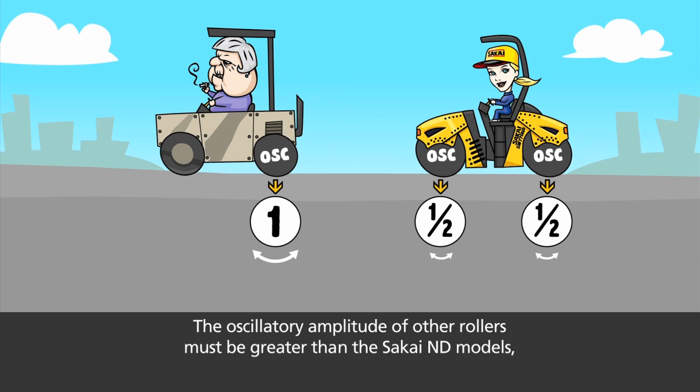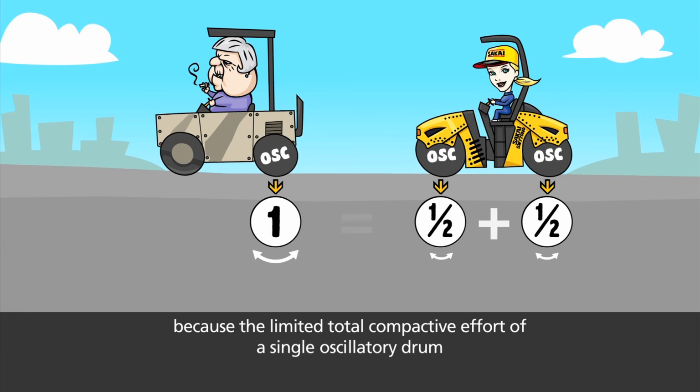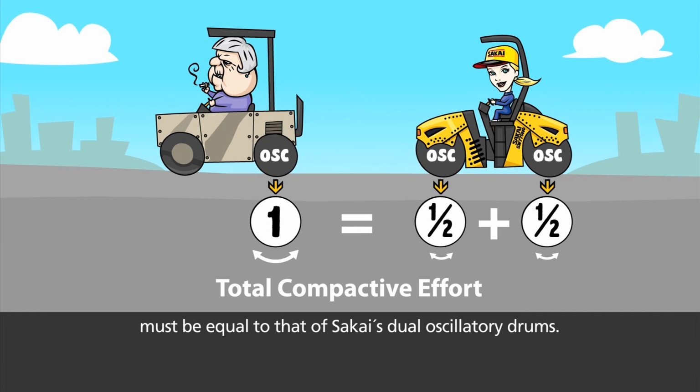The oscillatory amplitude of other rollers must be greater than the SAKAI ND models, because the limited total compactive effort of a single oscillatory drum must be equal to that of SAKAI's dual oscillatory drums.